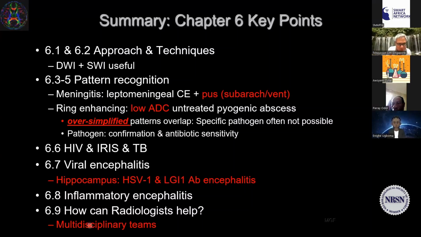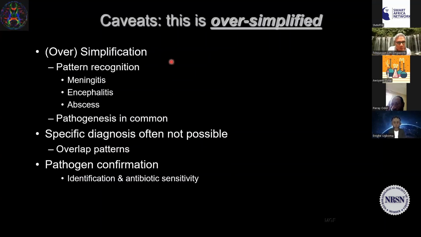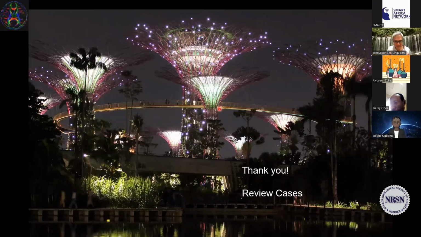So we help by discussing with our clinical colleagues, and be aware that this is oversimplified. I've talked about 3 patterns. I've talked about some pathogenesis that we can see, such as DWI and SWI, and the importance that we play.